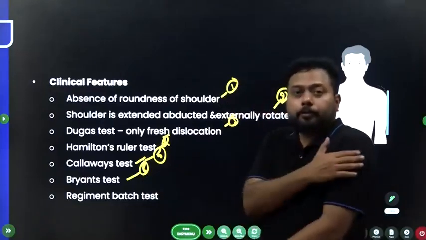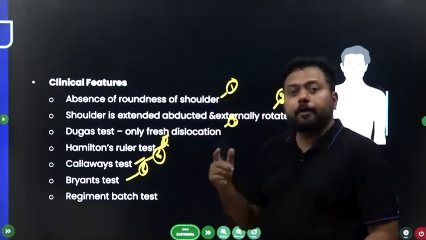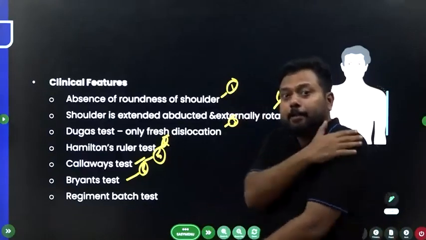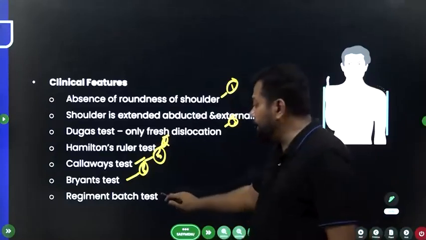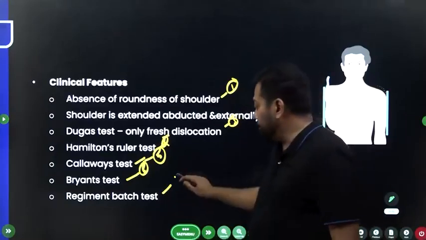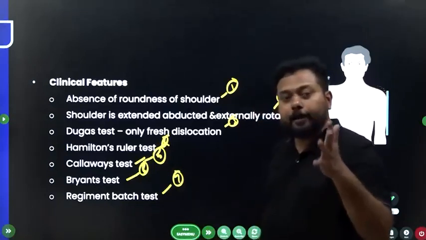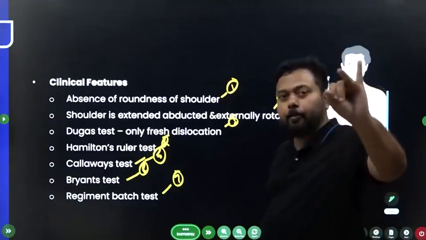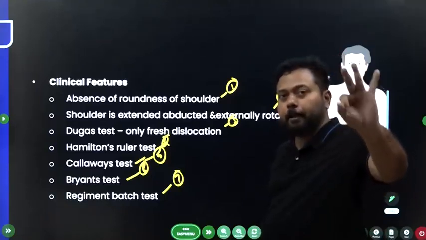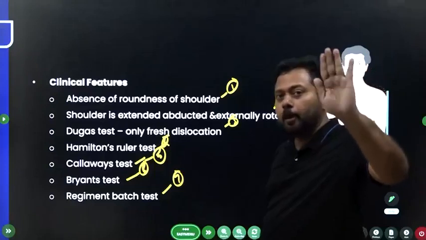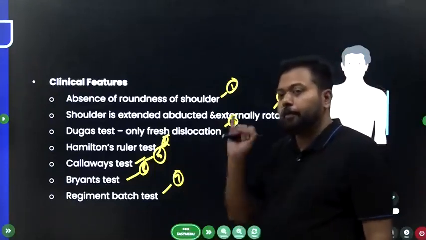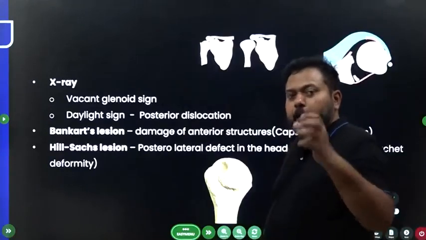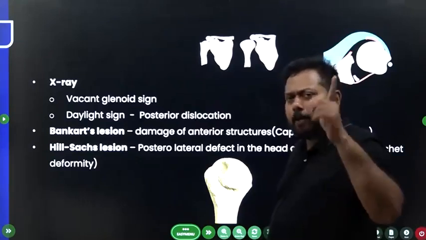And whenever you touch for sensation over the deltoid on the affected side, on the dislocated side, if the axillary nerve is compressed, the sensation is diminished over the deltoid, and that is called regimental badge test. Okay, so seventh test. So what are the 7 classical signs of shoulder dislocation? Absence of roundness of shoulder, attitude of extension, abduction, external rotation, positive Dugas, positive Hamilton ruler, positive Callaway, positive Bryan's, positive regimental badge.